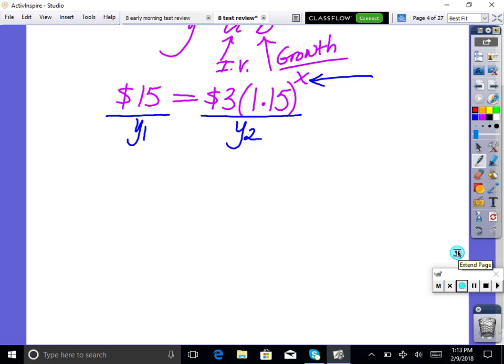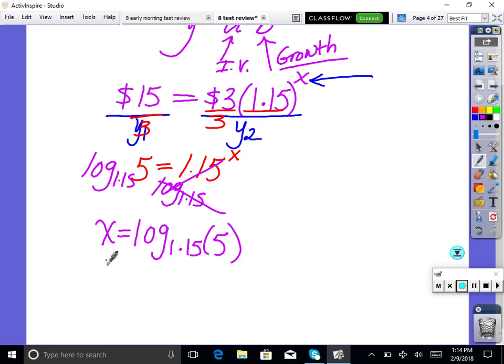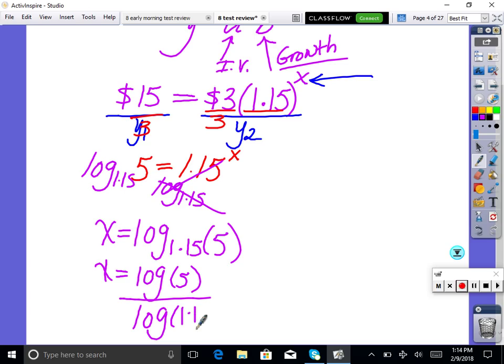So to solve this by logarithms, I have to isolate the base, so I would divide both sides by 3. So 5 is equal to 1.15 raised to the x, and I need to get x out of the exponent. So I'm going to undo base 1.15. So I log base 1.15 both sides. That undoes that. So we have x is equal to log base 1.15 of 5. Now I need the change of base formula, so x is equal to log of 5 divided by log of 1.15. This is just the way I prefer because I don't want to pull out my calculator.